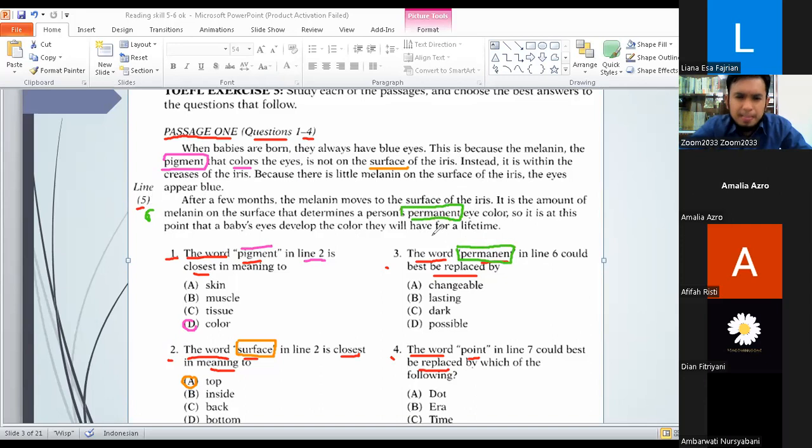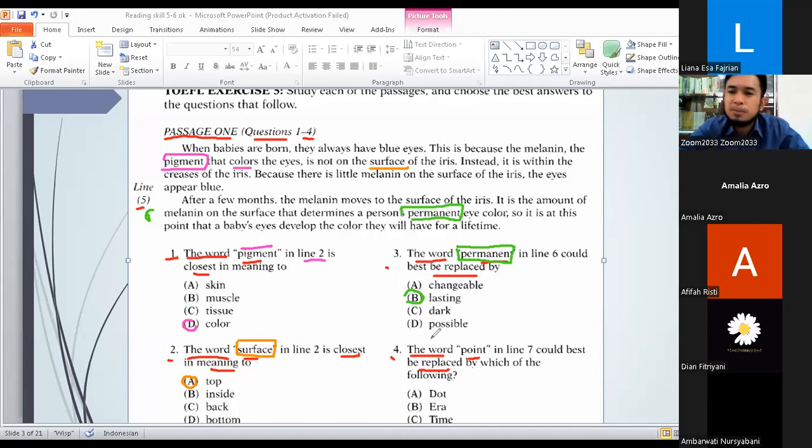Lasting. Permanent is just like lasting, a synonym. Bravo. Don't you think that the answer is alpha? No. So of course, lasting, lasting forever. Changeable means something that can be changed. So the answer for number 3 is bravo. Permanent refers to lasting, or is a synonym of lasting.